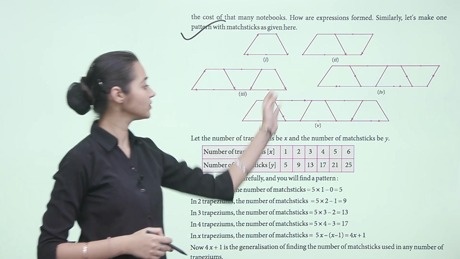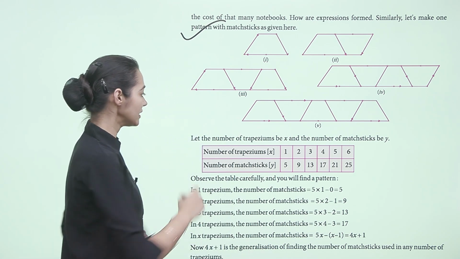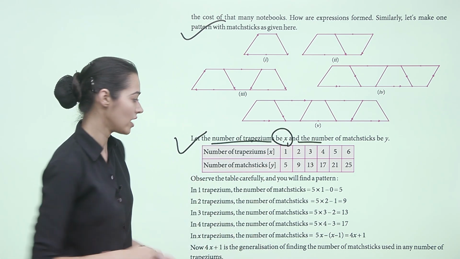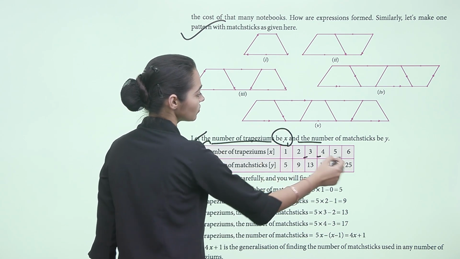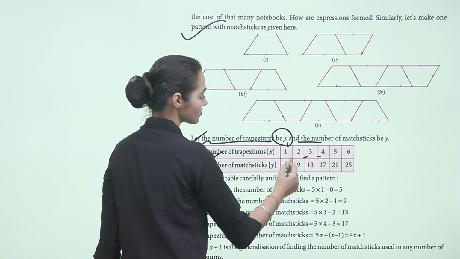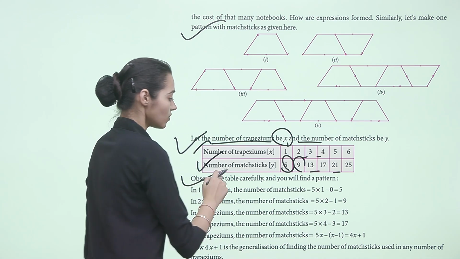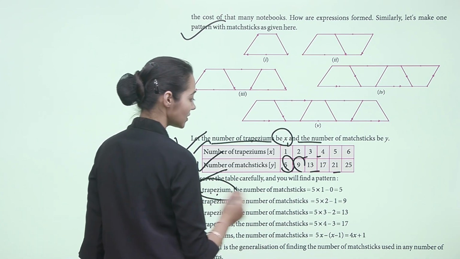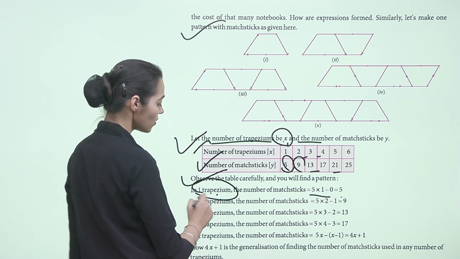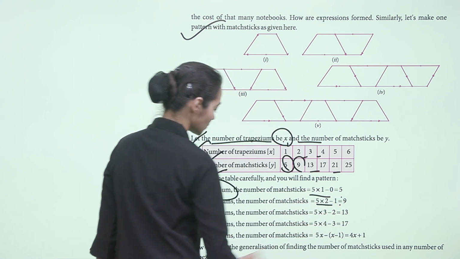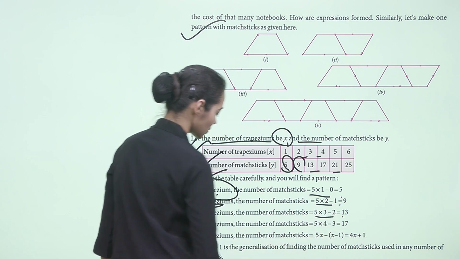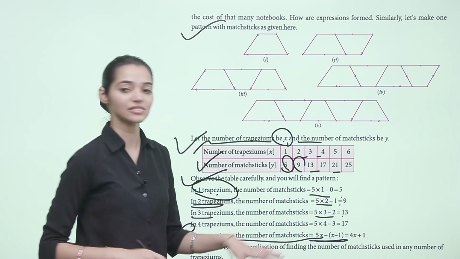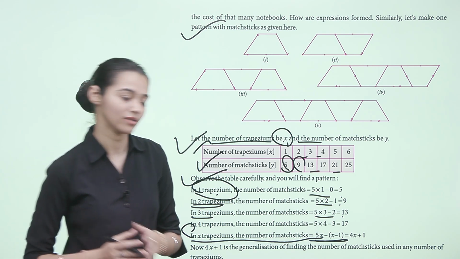Now here are our figures from 1 to 5. In these figures, let the number of trapeziums be x and the number of matchsticks be y. The number of trapeziums 1, 2, 3, 4, 5 keeps on increasing and the number of matchsticks is 5, 9, 13 and so on. Observe the table and you will find a pattern. In 1 trapezium the number of matchsticks is 5 into 1 minus 0, in 2 trapeziums 5 into 2 minus 1, in 3 trapeziums 5 into 3 minus 2, and similarly for x trapeziums it is 5 into x minus (x minus 1), that means 4x plus 1.